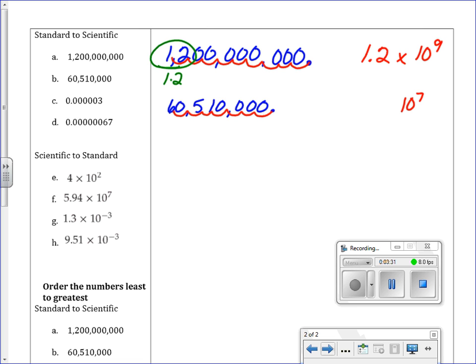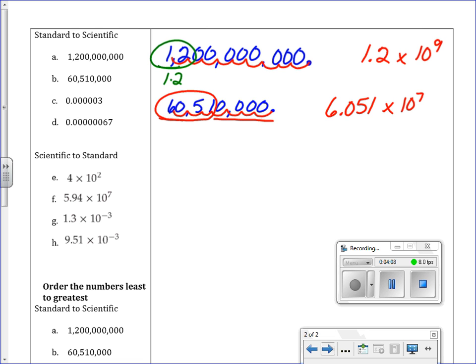Now I need to look at all the numbers that I have here, and I need to write them all down. The zeros that are left, I don't need to write down, but I do need to write this down, which is 6.051 times 10 to the 7th power. All of those numbers, even though there's a 0 in between, I need to include that. And that 51 is important to the value of the number. You'll see that a lot, especially in science.